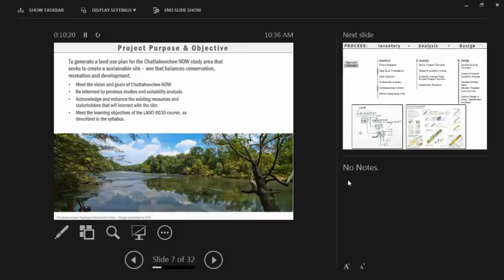And then finally, of course, this is a landscape architecture studio class, so we need to meet the learning objectives of our course, which was really about teaching the process of inventory and land suitability analysis, and we're teaching it through the structure of geodesign.